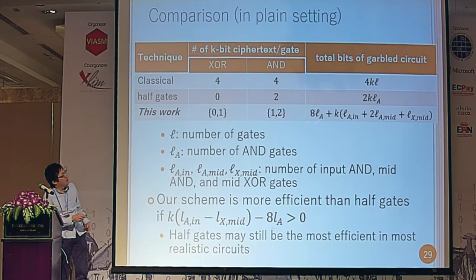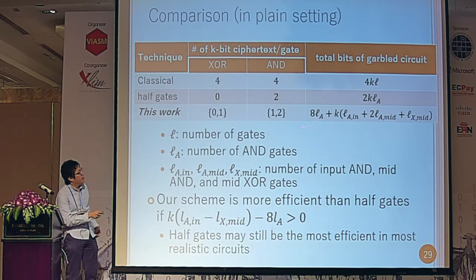And finally, we obtain the total bits of the garbled circuit here. The left side means the 2-bit part of our garbling scheme, and the right side is the k-bit part. One k-bit element is required for the input AND gate, and two ciphertexts are required for mid AND gates. And one k-bit element is required for mid XOR gates.